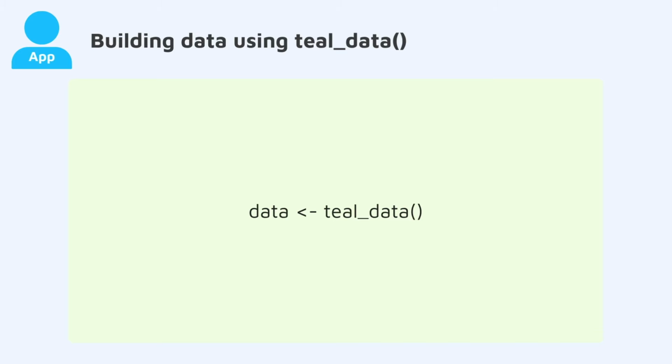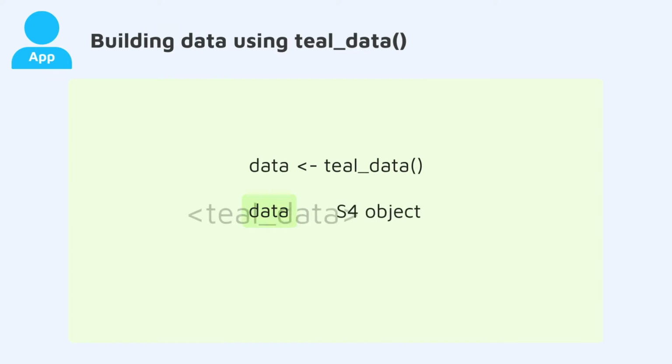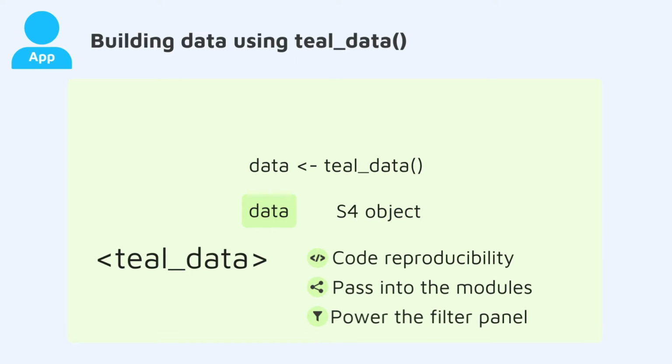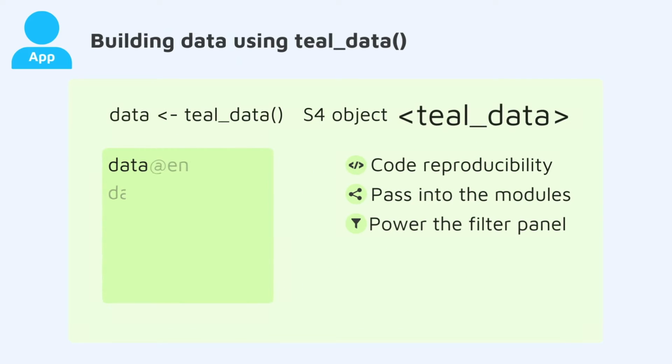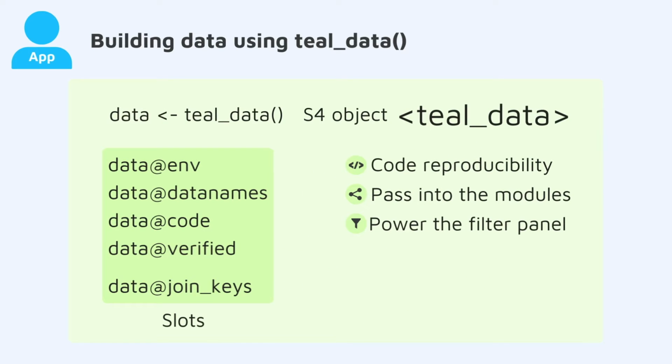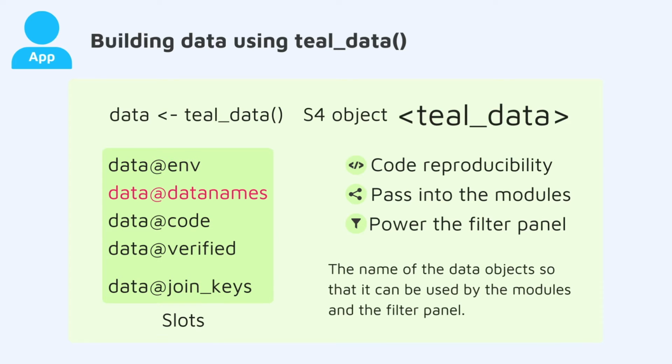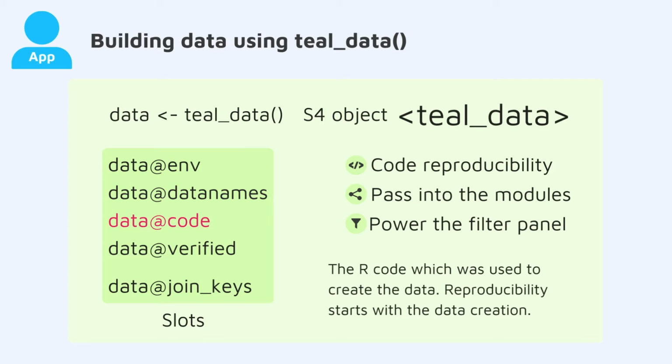Calling the Teal data function creates an S4 class object with the same name, Teal data. This class helps to achieve reproducibility of the code, ability to pass the datasets to the required modules, and create and manage the filter panel. These are the key slots of Teal data that help with this. Env is the isolated environment that stores and manipulates the data. Data names contain the names of the data objects so that they can be used by the modules and the filter panel. Code slot contains the R code that is used to create this data.